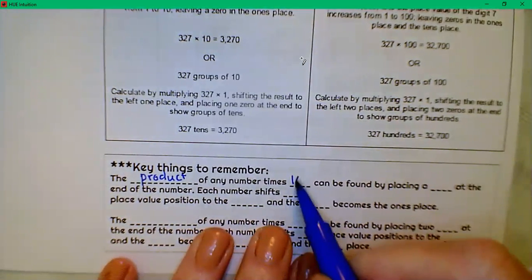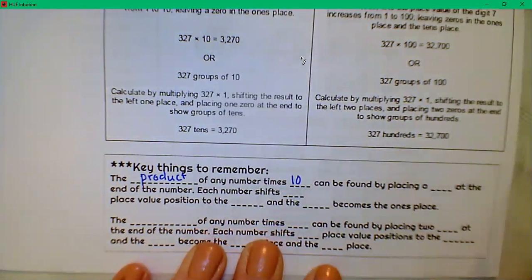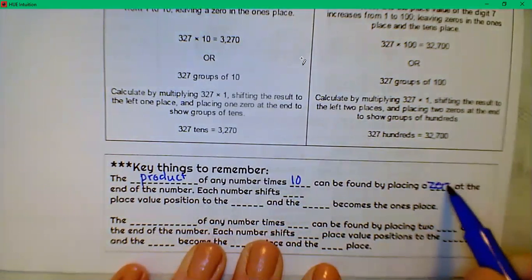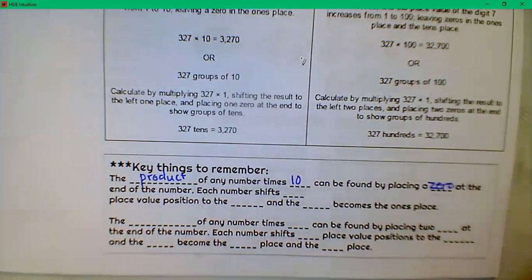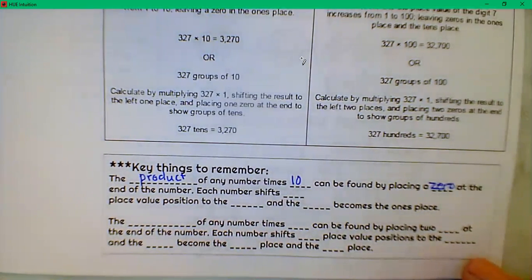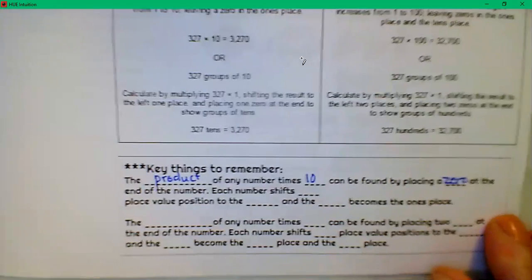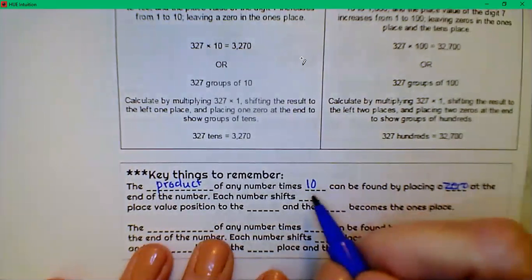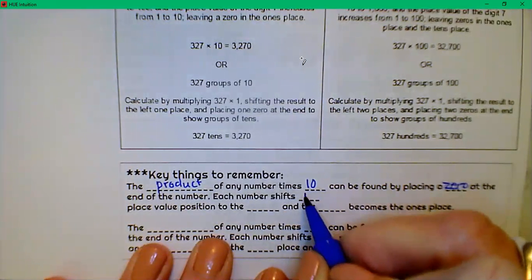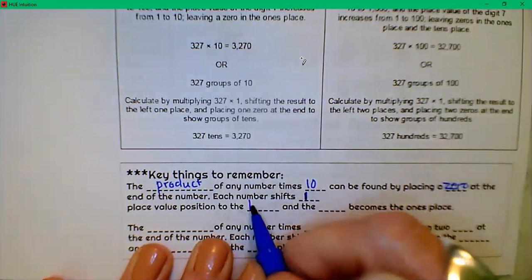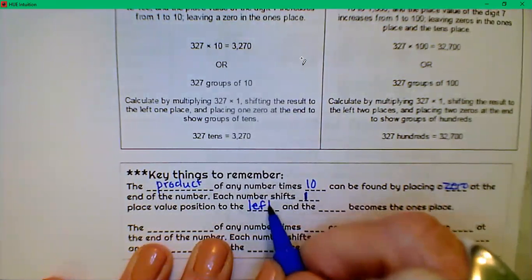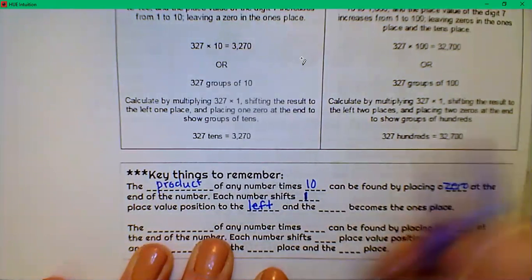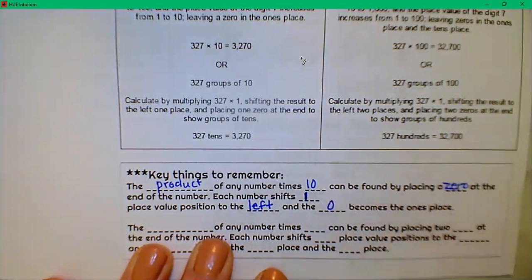We can find that by placing a 0 at the end of a number. Each number shifts how many places? 1. What direction? And what takes the ones place? The 0 takes the ones place.